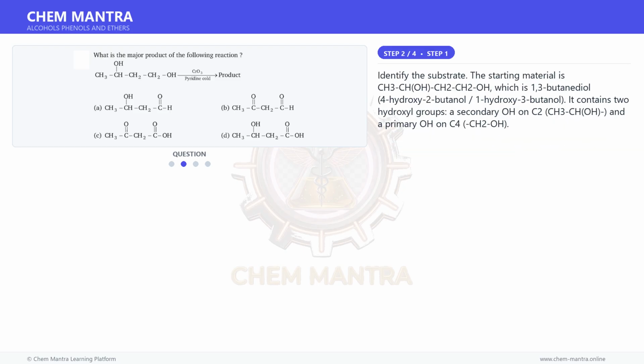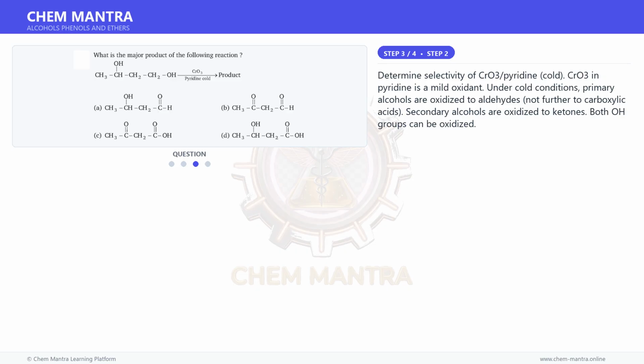Moving on to the next step. Identify the substrate. The starting material is CH3CH(OH)CH2CH2OH, which is 1,3-butanediol, 4-hydroxy-2-butanol, 1-hydroxy-3-butanol. It contains two hydroxyl groups, a secondary OH on C2, CH3CH(OH), and a primary OH on C4, CH2OH. Moving on to the next step.